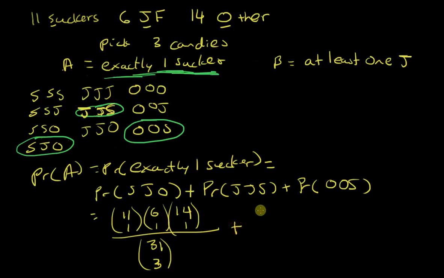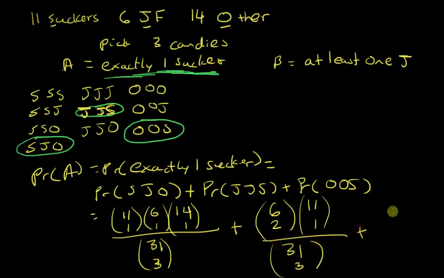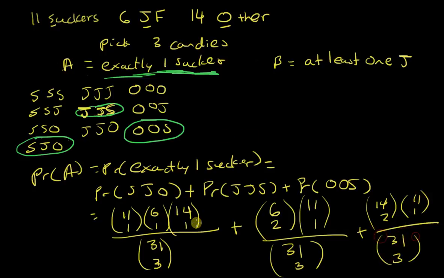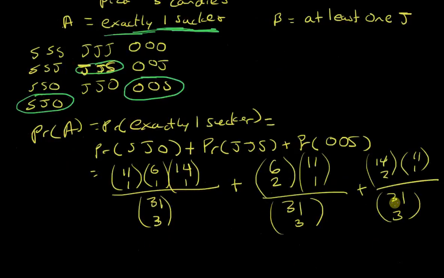Then juicy fruit, sucker. So how many juicy fruits do I have? I have 6, I'm choosing 2. I have 11 suckers, and I'm choosing 1, okay? Over 31 choose 3. Add this to the probability of getting 2 others, so 14 choose 2, 11 choose 1, divided by 31 choose 3. All right, great. So yeah, I could calculate this.